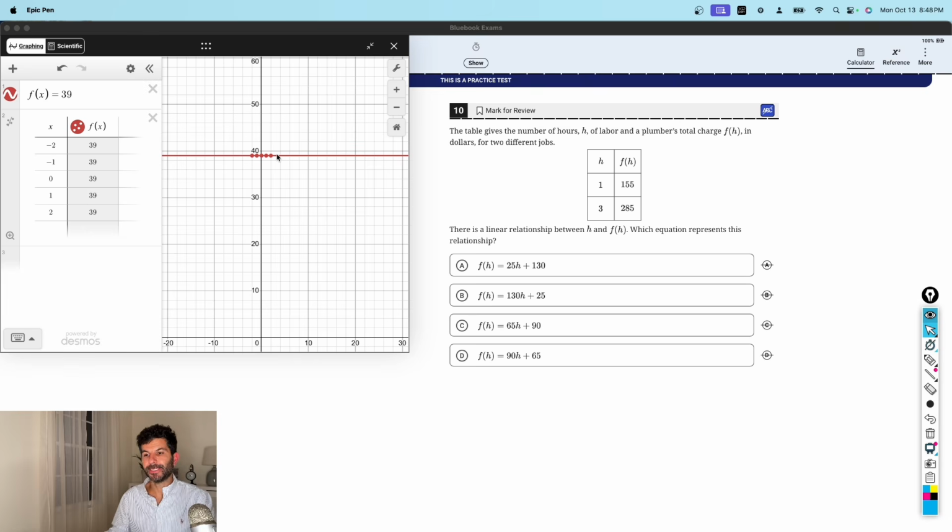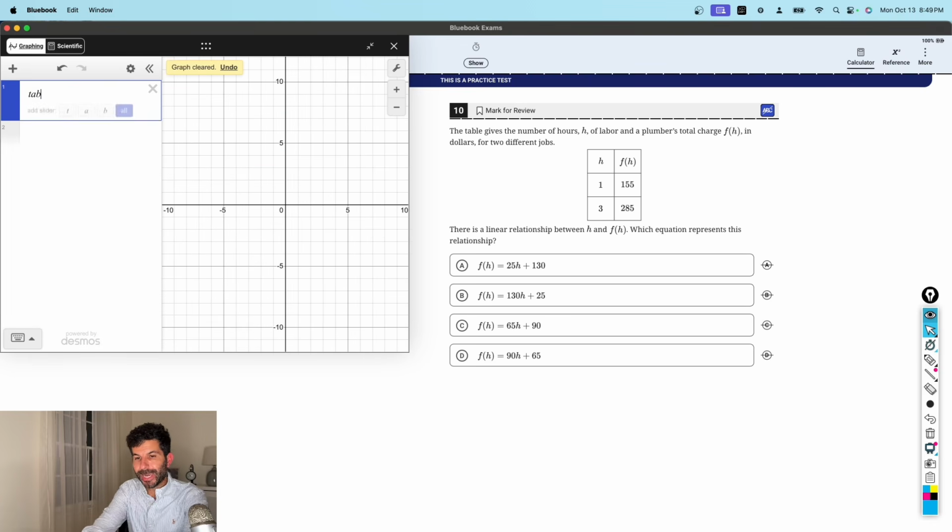Question 10. The table gives the number of hours, H, of labor and a plumber's total charge, f of H, in dollars for two different jobs. There is a linear relationship between H and f of H. Which equation represents this relationship? We have two things that we love about this. Number one, we have the word linear, so we know this is mx plus b. We know the equation is going to have a line if we graph it. But more important, we have a table. And when we have a table and the word linear, we're going to go with linear regression in Desmos every single time.